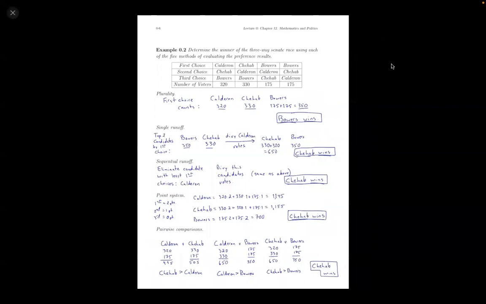In the next section, we'll talk about fairness of voting systems. And then lastly, we'll talk about districting and representation for voters within districts.